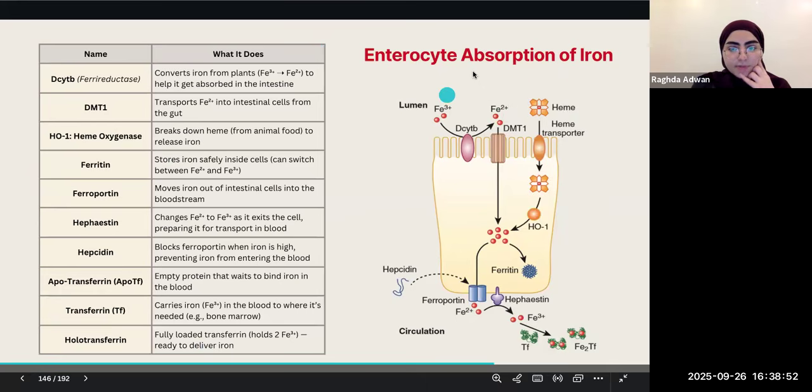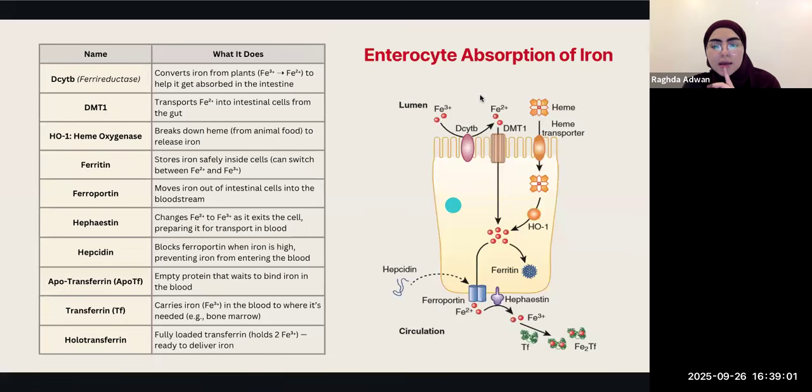All right. So this is just a table for your own reference. If you forget something, just come back to this table. And hepcidin. Hepcidin doesn't convert to Fe3+. Hepcidin blocks ferroportin. Hepcidin is just to block ferroportin and stop absorption. Hepcidin is just there to block this.